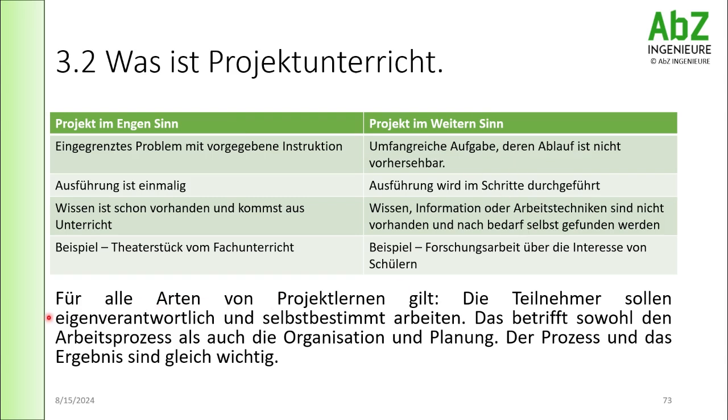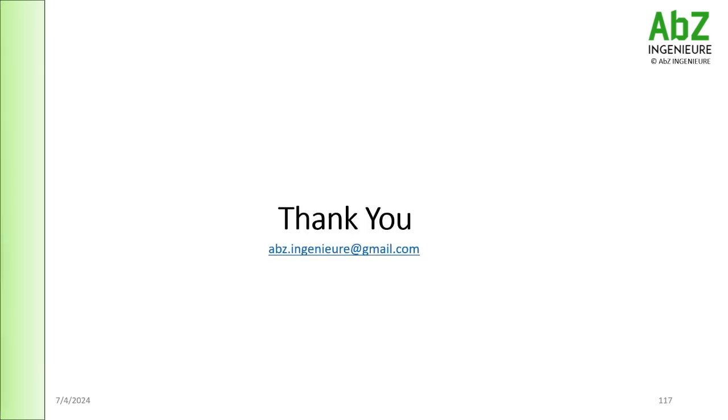So regardless of the project types, there are some common rules which are applicable for the projects. All the Teilnehmer, all the project participants, should work with their own responsibility and they should decide on the tasks themselves. They should agree on the Arbeitsprozess, the project process, and they also should organize and plan the same on their own. The process of execution and the result have the same weightage at the end. With that, the chapter comes to an end.